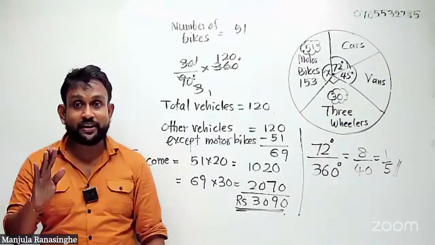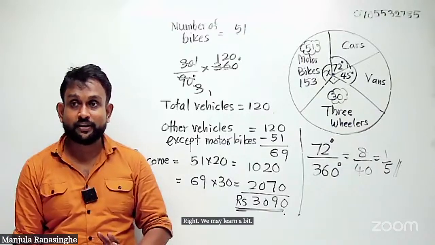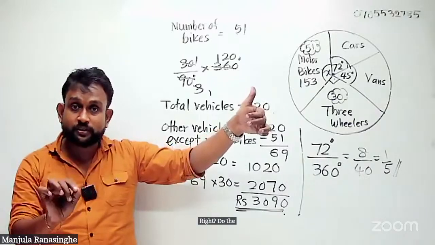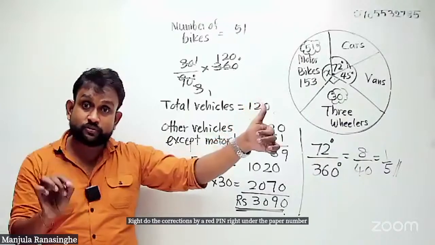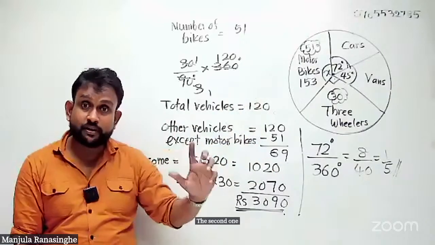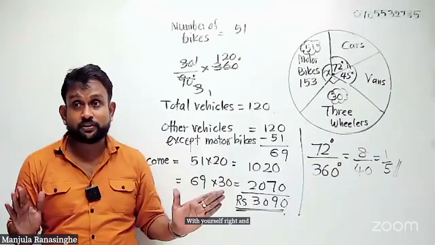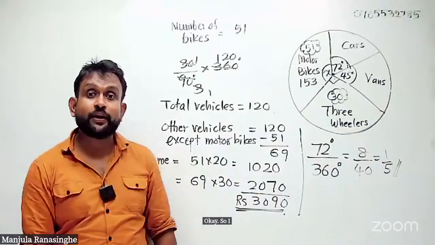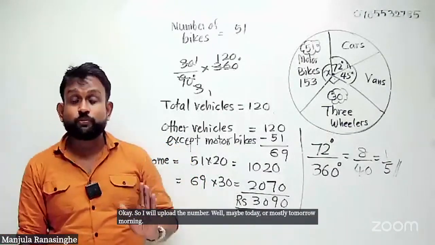Although this is online, you may learn a bit. So my first advice is to do the corrections with a red pen, under paper number 11, by yourself for the mistaken questions. The second one, do your paper by yourself, and participate in the live session. I will upload paper number 12, maybe today or most likely tomorrow morning. Take it. That would be a second paper.